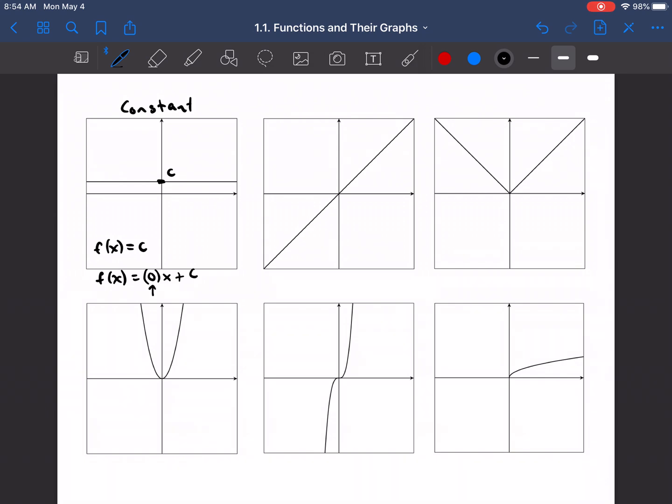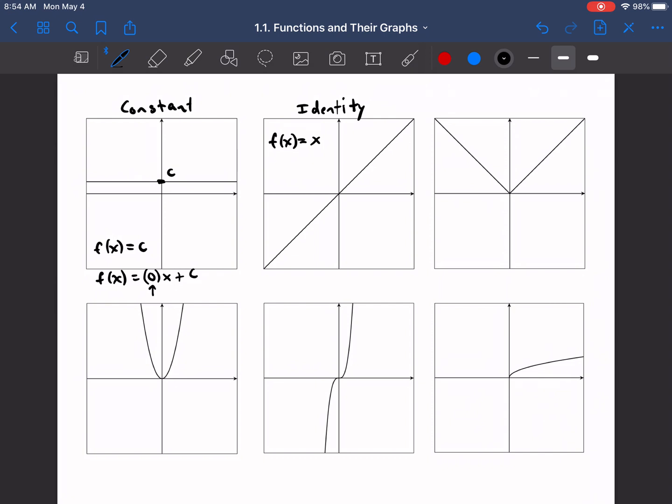horizontal line. This graph is called identity, and it's called that because whatever you put in is what you get back out. So this is f of x equals x, or y equals x, sometimes you see it. That's that one.